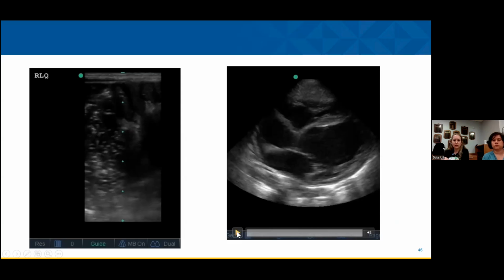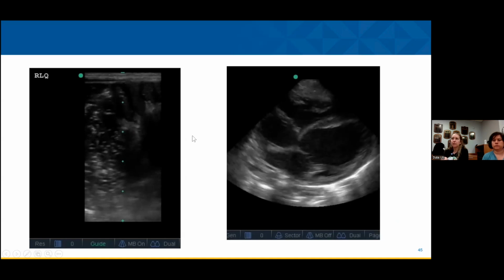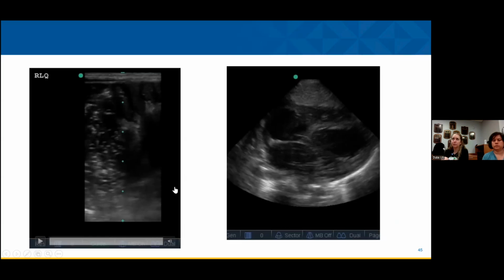While we were scanning, we completed the FAST exam on this patient and also noted that his cardiac function was somewhat depressed. So we got additional information, probably not necessarily related to his obstruction, but helpful to know about this patient.